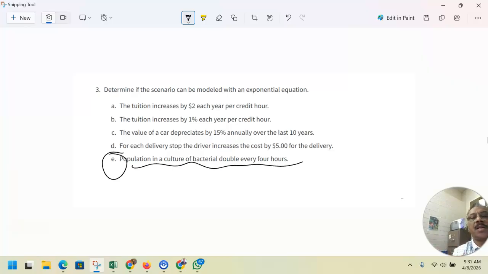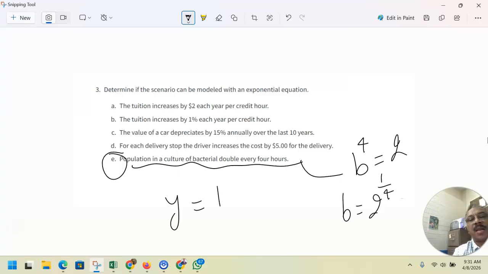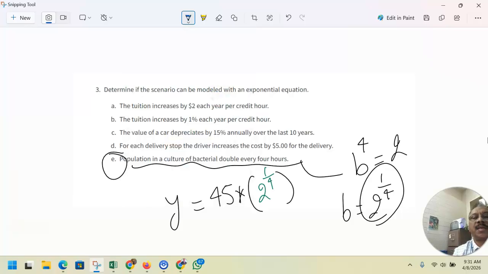We can model this by, remember I was talking about B raised to 4 doubles, meaning 2, and then I wrote B is 2 raised to 1/4. So when you write the equation, I remember that problem: I gave 45 bacteria in the beginning, and now this piece goes as the factor, which is 2 raised to 1/4, and then the T goes outside, T here. So basically, the equation reduces to 45.